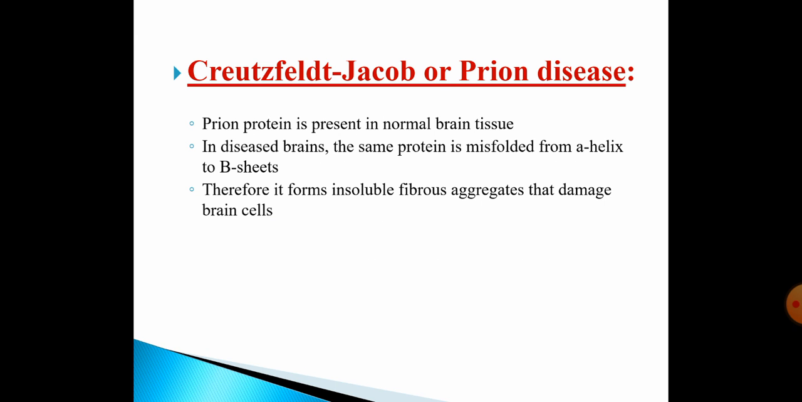Creutzfeldt-Jakob or prion disease. You know prion disease? Prion protein is present in normal brain tissue. Some call it mad cow disease. You remember? They have a prion protein. In the diseased brain, the same protein is misfolded from alpha helix into beta sheet, therefore insoluble fibers segregate in the damaged brain cells.